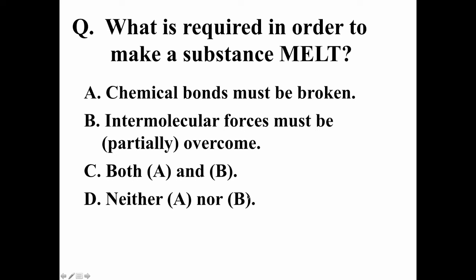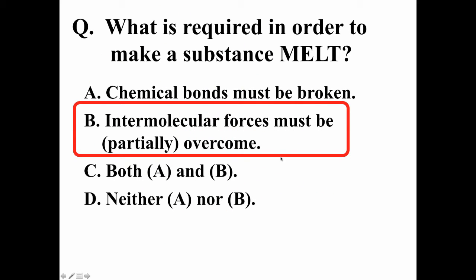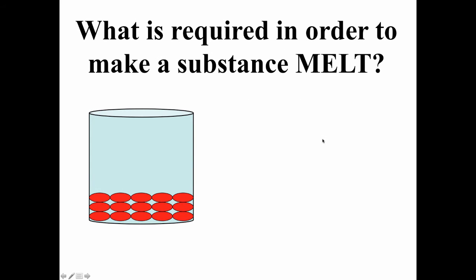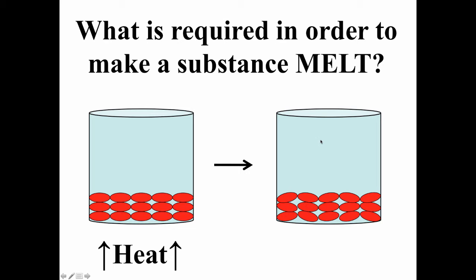Pause and answer. It turns out that depending on the substance, you typically are going to overcome intermolecular forces, at least partially. But if it's an ionic compound, then we can also overcome or break chemical bonds. So it kind of depends upon the circumstances here. We will typically deal with the intermolecular forces part of it, but again, in ionic compounds, you have to actually break some bonds. In order to make a substance melt, you have to heat it up to provide enough energy to overcome those intermolecular forces.